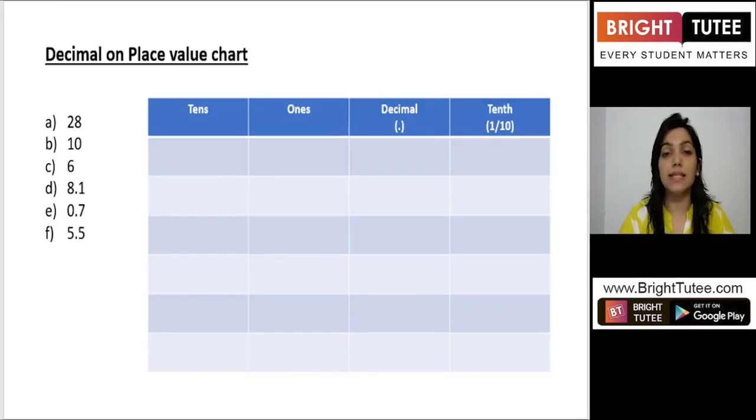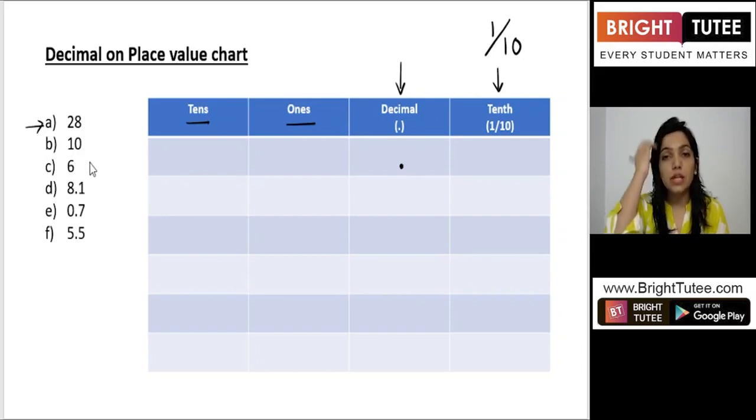Now let's do this. It says decimals on the place value chart. So here on the place value chart, it has got tens, then ones, then we have the decimal point place. So we are just going to place the decimal points here. And this place is the tenths place. Tenths place is basically represented as 1 over 10. Okay, so let us begin with the A part. Here in the A part, we have got 28. So 28 is basically 2 tens and 8 ones, right? And after the decimal point, do we have any number? No. So let us put a 0 here.